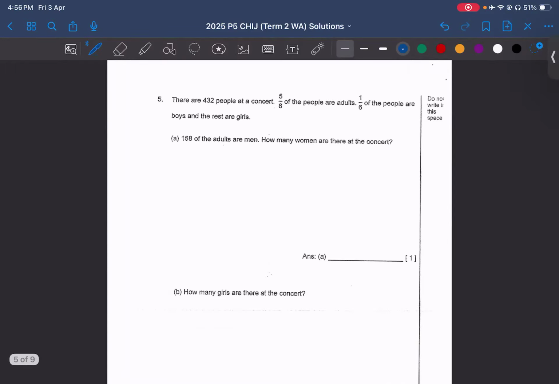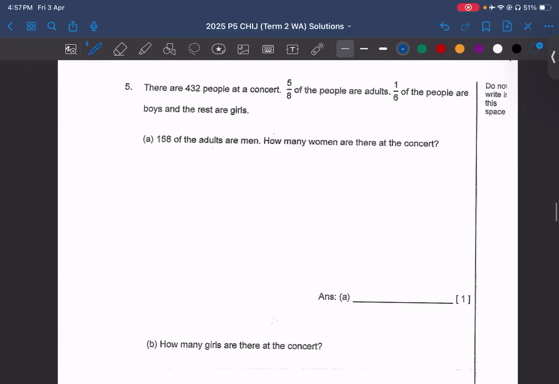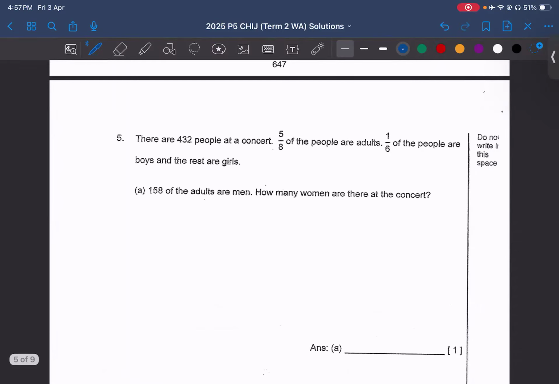There are 432 people at a concert. 5/8 of the people are adults, and 1/6 of the people are boys, and the rest are girls. 158 of the adults are men. How many women are there at the concert? So in this case, we know the fraction of the people that are adults. So we can proceed to find how many adults there are at the concert.